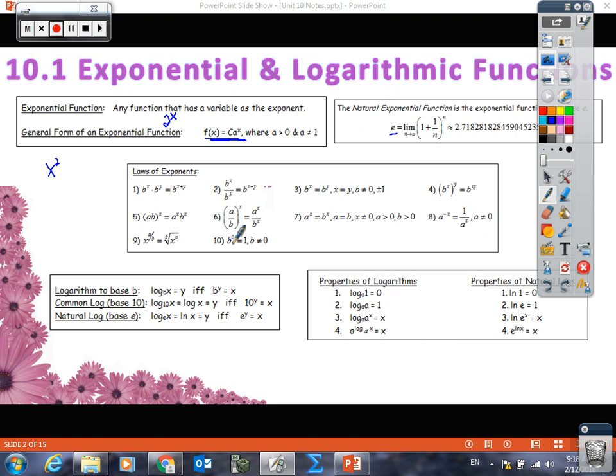So b to the 0, anything to the 0 is 1. I mean, except for 0. 0 to the 0 is an indeterminate form, which we will talk about next year, if you're in BC Calculus.